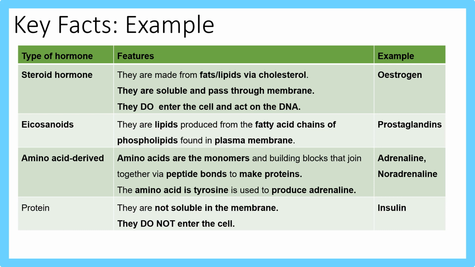Now there are the amino acid derived hormones. Amino acids, as we mentioned, are the building blocks that make the proteins, and they join together via peptide bonds. An example of this is adrenaline and noradrenaline. With these examples, the amino acid that helps produce adrenaline and noradrenaline is tyrosine.